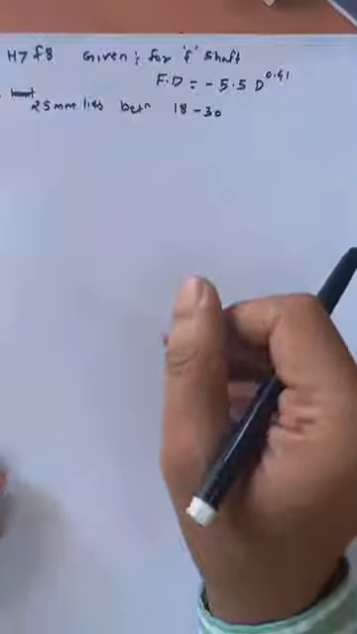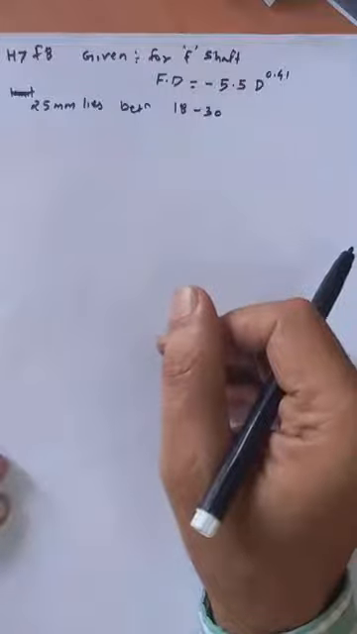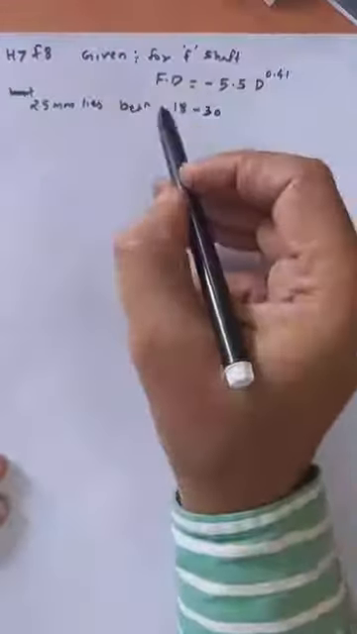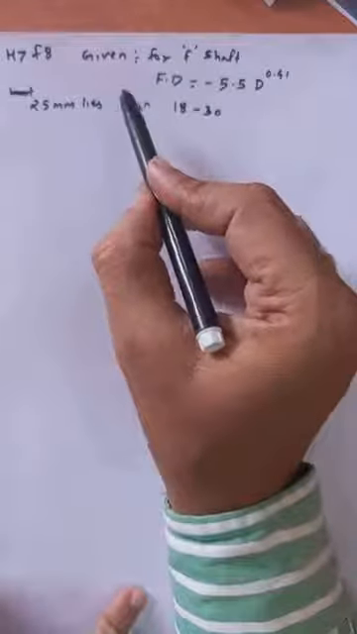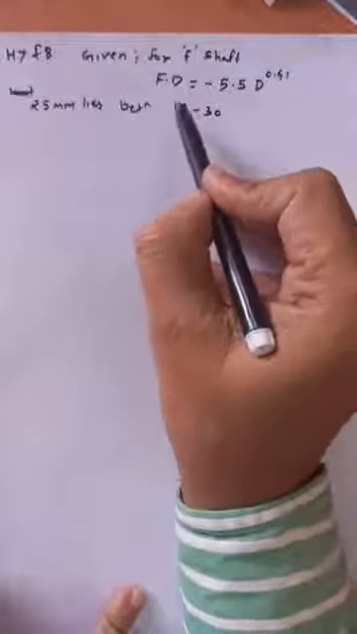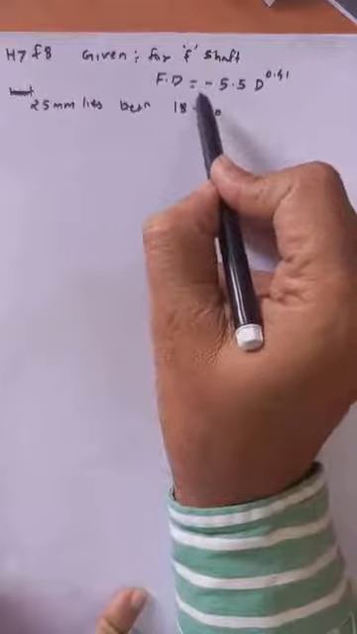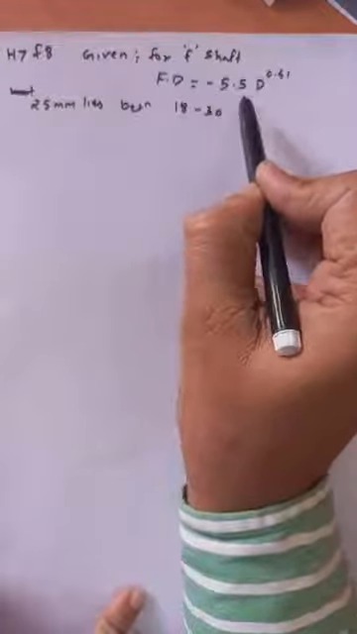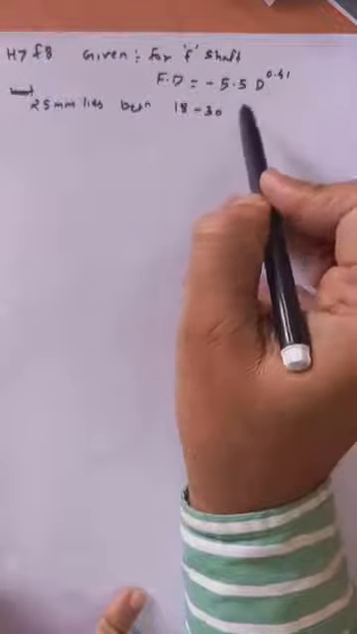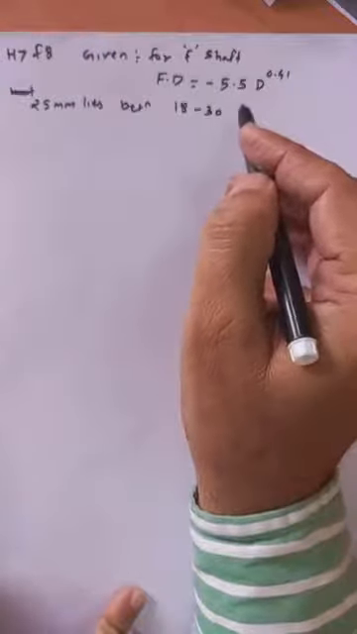So the problem is given: 25 H7 F8. The given values for this problem are, for F type of shaft, the fundamental deviation, that is the upper deviation, is given as minus 5.5 D to the power of 0.41. Otherwise we have to take it from the table.